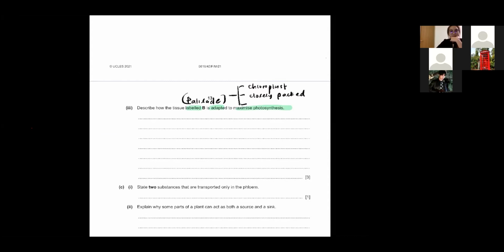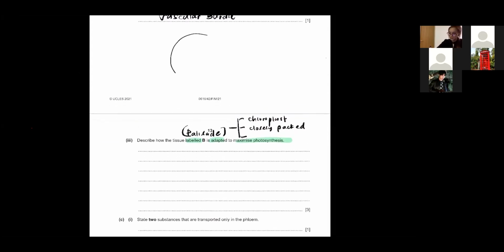Xylem is outside? Oh, if you talk about the stem, no. If it's in the stem or the root, the xylem is always inside. Remember, xylem is always inside, phloem is outside, because the xylem is to give the support.